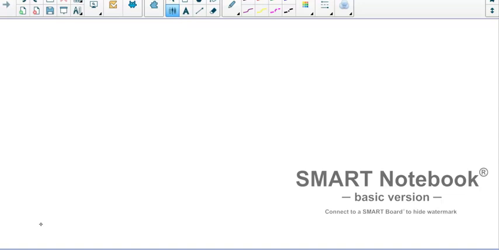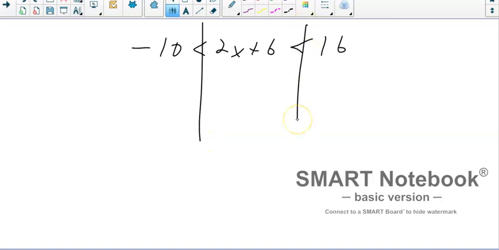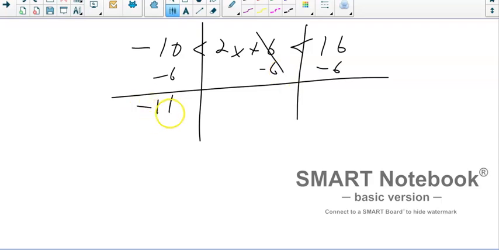Now, lastly, we're going to have inequalities that are compound. So there's more than one going on. So let's say we got -10 less than 2x + 6 less than 16. Well, instead of solving in two places, we're really solving three. So whatever we do to one, we must do to all three. So when we subtract 6 here, we have to do it in all three spots. So it's going to give us -16. This stays, 2x, this stays, and this is 10.